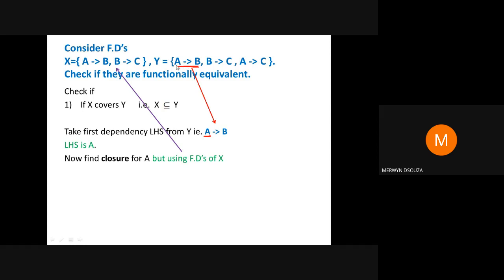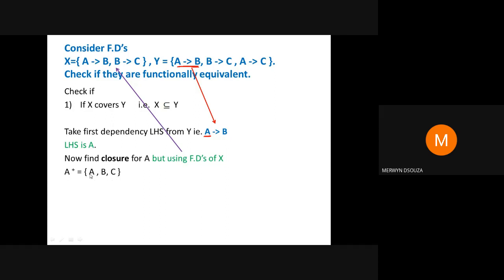Again, I'm repeating the steps. You take the first functional dependency given, A determines B. You take the left hand side, which is A, and find the closure of A, but you use the functional dependencies of X. As you can see here, when you find the A closure, you obviously get A. Then, since A determines B is given, you get B. Using the transitivity rule, A determines B and B determines C, therefore A will determine C. So you will get A, B, and C.